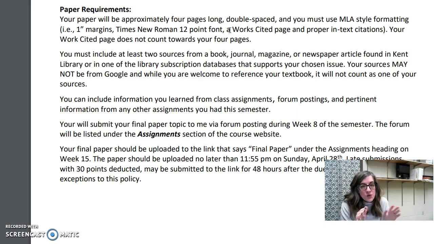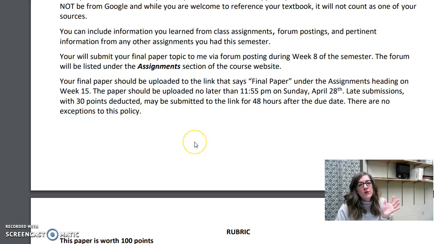I don't want you to use any sources from Google. You already know how to use Google. The point of this is to learn something different, specifically as it relates to conducting more academic research, because this is an academic paper. You are welcome to reference your textbook. However, it can't count as one of your sources, okay? You can also include any information that you learn from class assignments or forum postings or things like that. Again, that can't count as one of your sources, but you're welcome to incorporate that into the paper.